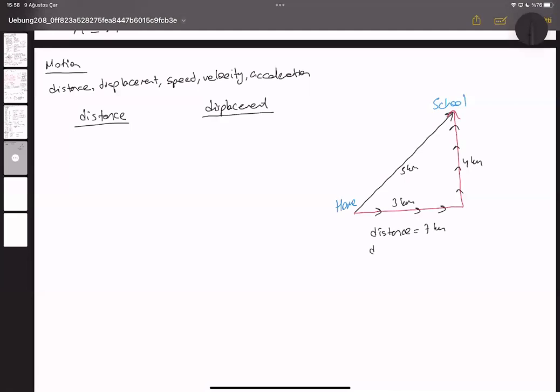But your displacement is the smallest length between the 2 points, from home to school. Point A, point B, and the smallest length between point A and point B makes 5 kilometers. So your displacement is 5 kilometers. So distance and displacement are different things.